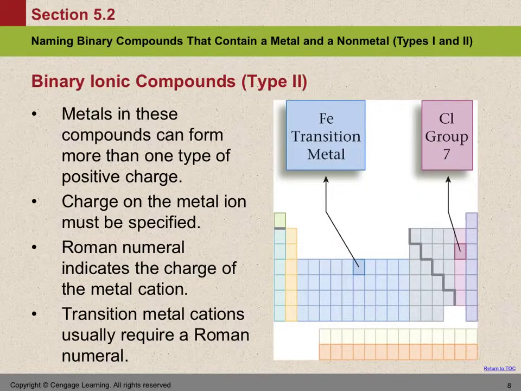Next we have our type 2. These are our binary ionic, but these are with different charges. So for example, iron here can either be a +2 or a +3. And since this charge can be different, we need to figure out how we can specify that. So instead of using more numbers, because we already have tons of numbers in our formulas, we use a Roman numeral to indicate the charge. So for example, a +2 is going to look like the Roman numeral 2. +3 is going to look like the Roman numeral 3.